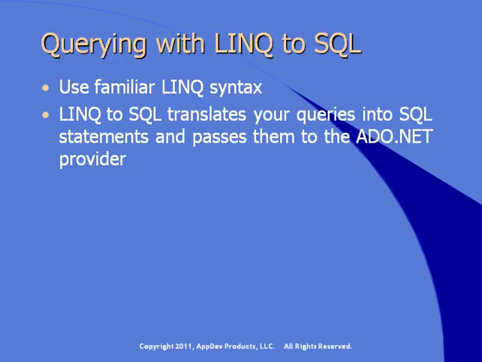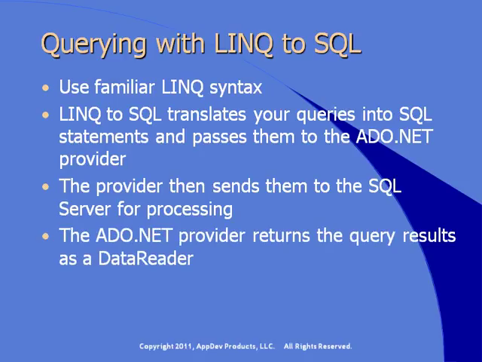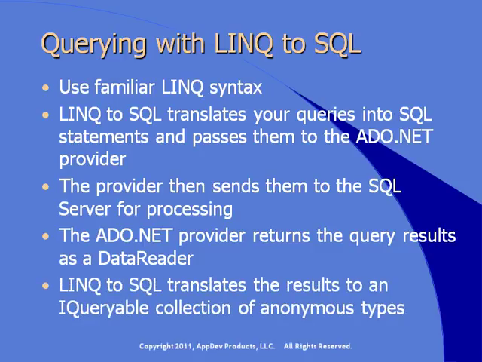Well, LINQ to SQL is going to translate your LINQ query into SQL statements and then pass them to the SQL Server ADO.NET provider. And that provider then sends your SQL statements to the SQL Server for processing. The ADO.NET provider returns the query results as a data reader, which is an ADO.NET class, and then LINQ to SQL translates those results into an IQueryable collection of anonymous types. So you write a LINQ to SQL query, that gets translated into a SQL statement that the SQL Server understands, sent to the SQL Server, and the results get translated into an IQueryable collection.